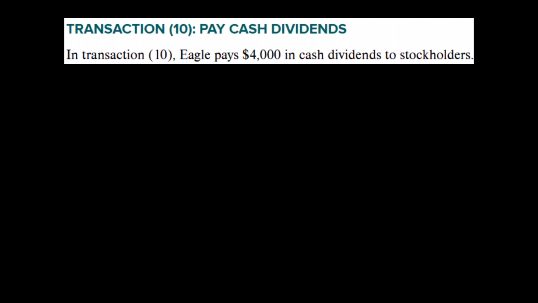Transaction 10. Finally, the company decides to distribute some of its earnings back to its owners. This is a dividend. A dividend is a distribution of wealth. It is not an expense of doing business. The accounts affected are dividends and cash.